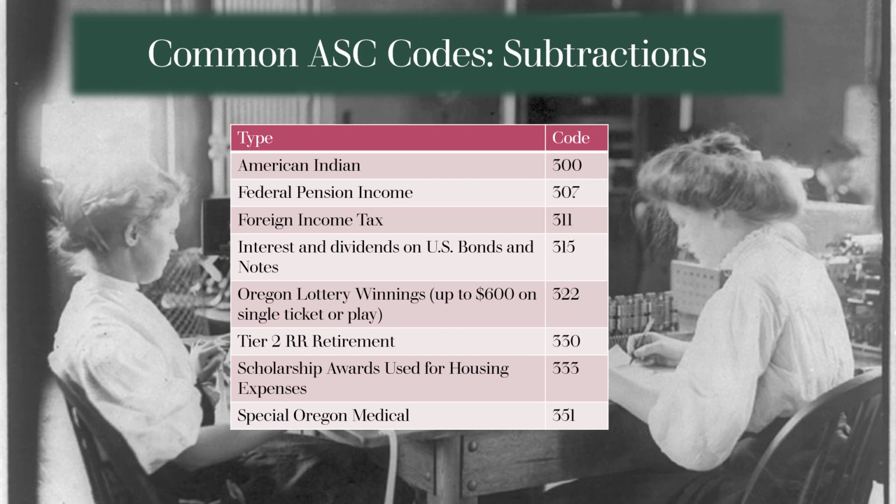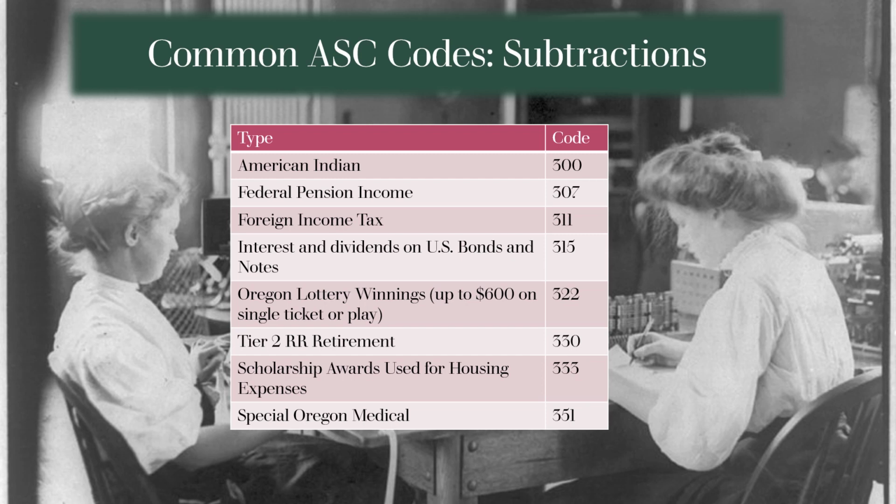Federal pension income is not taxable, nor are amounts paid as foreign income tax. While interest and dividends on U.S. savings bonds was included in the federal taxable income, it can be subtracted out of Oregon taxable income. And then we have Oregon lottery winnings. Taxpayers may exclude from Oregon income up to $600 of winnings on a single ticket or play.